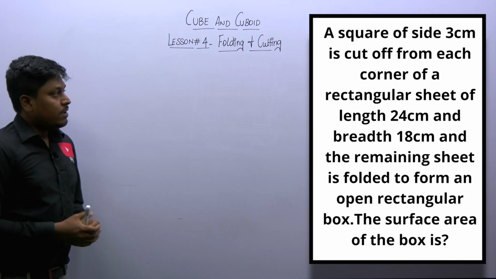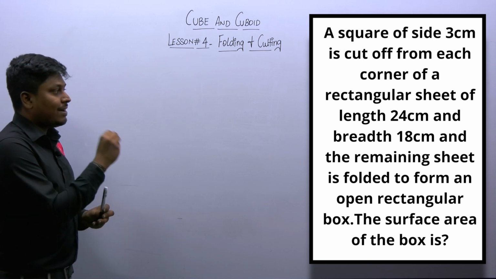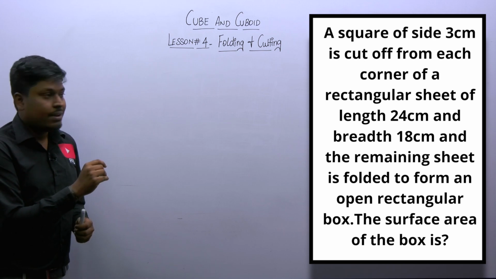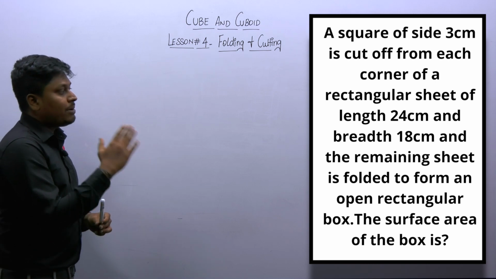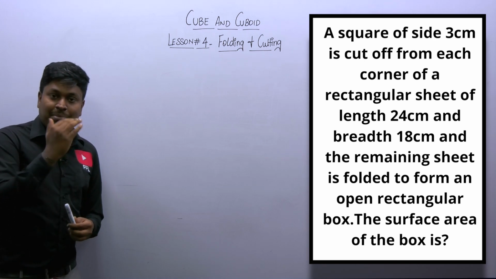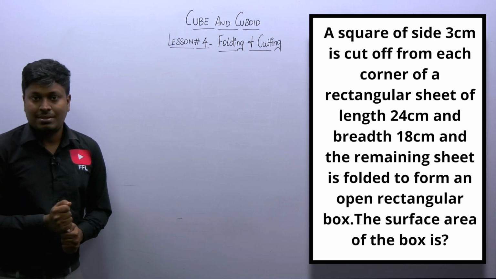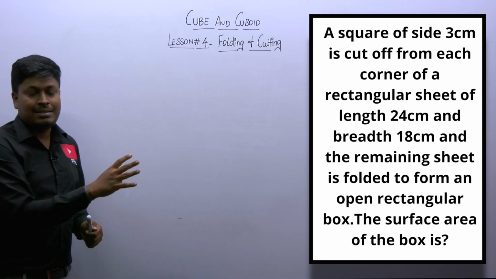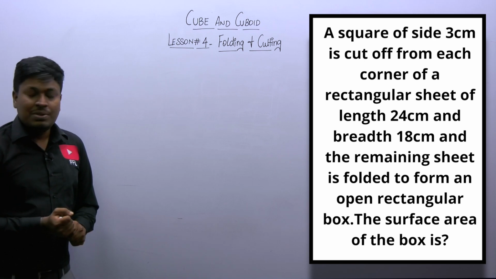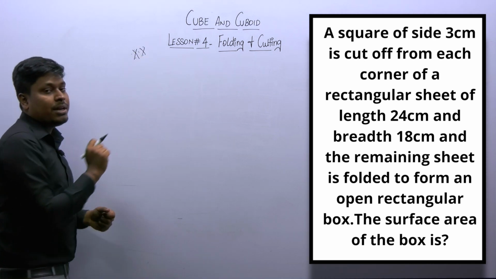Question number 3. A square of side 3 cm is cut off on each corner of a rectangular sheet of length 24 cm and breadth 18 cm, and the remaining sheet is folded to form a rectangular box. Find the surface area of the box. So friends, listen here. In the previous 2 questions we found the volume of the box. Here, everything is a similar concept, but our target is to find the surface area of the box. It is a very important question, so listen carefully to how I am applying the formula here.